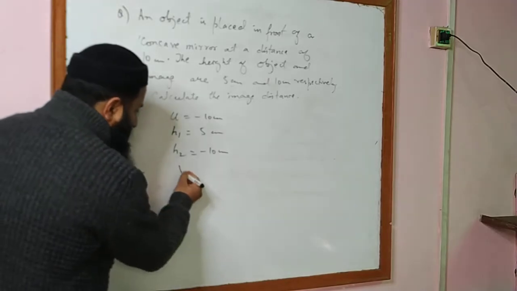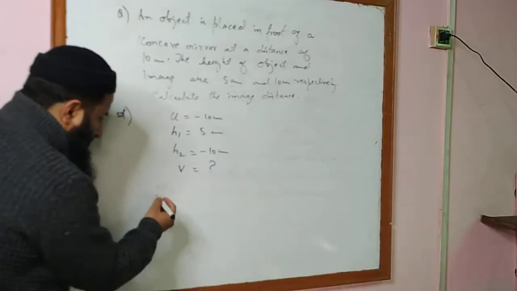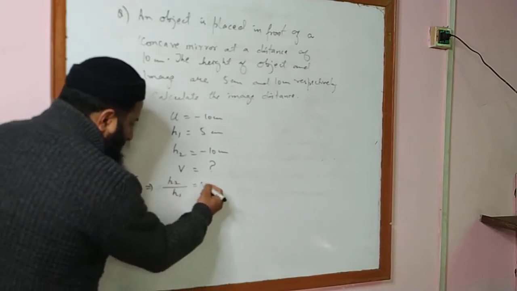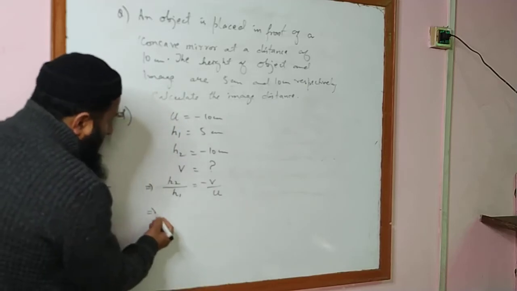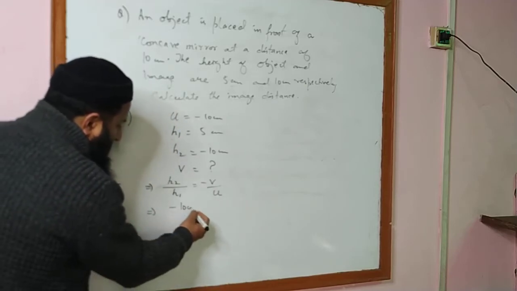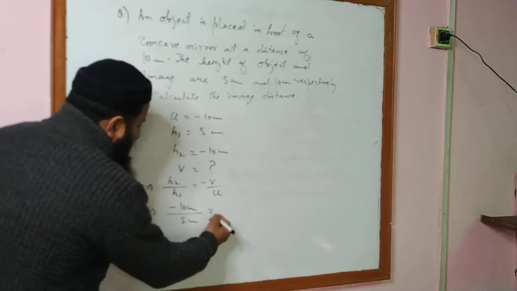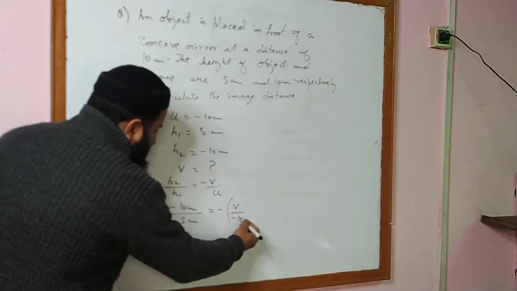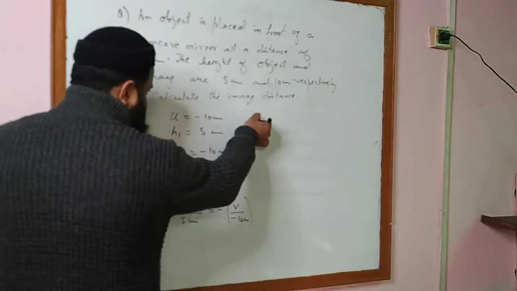And you have been asked to calculate the value of v. Okay, using the same formula, we know H2 upon H1 equals minus V upon U. Now give the respective values. H2 that is minus 10 centimeter. H1 that is 5 centimeter. Minus V we need to calculate. U is minus 10 centimeter. ठीक है, अब यहां लिखिए.